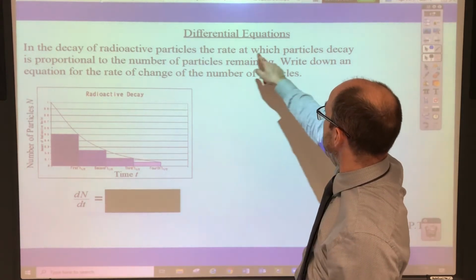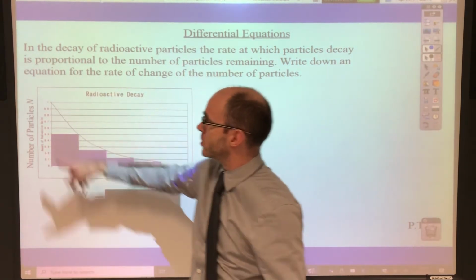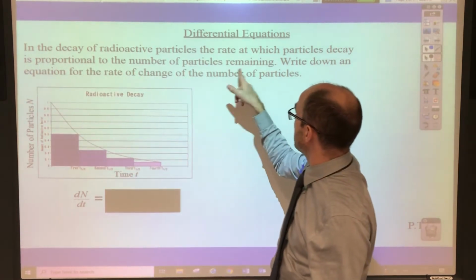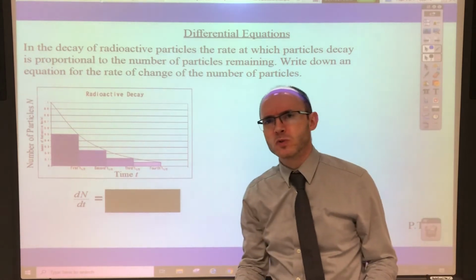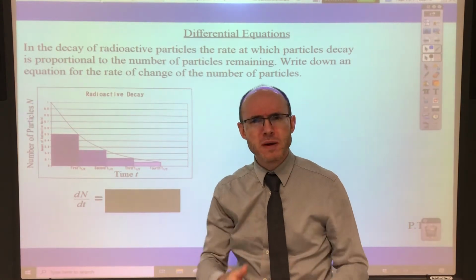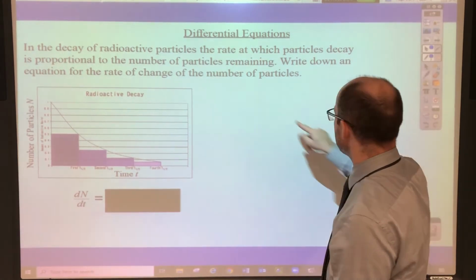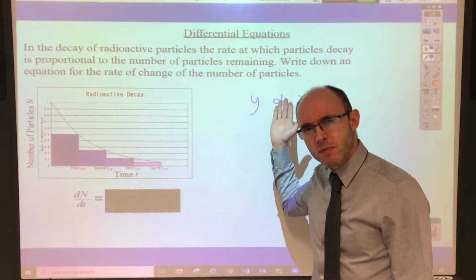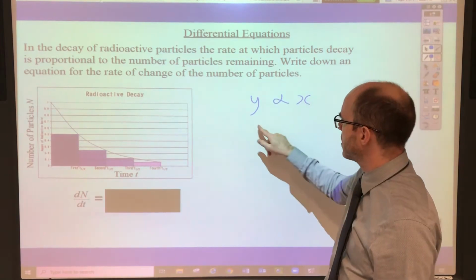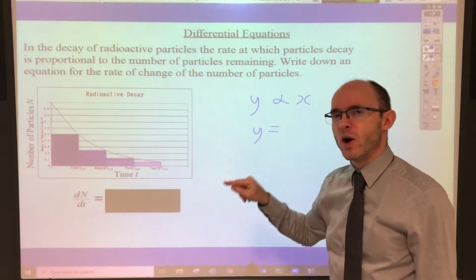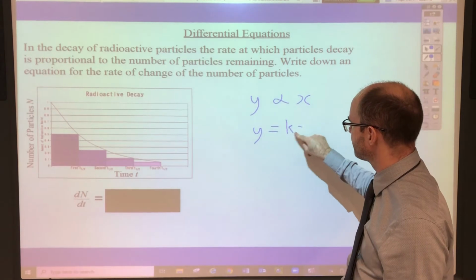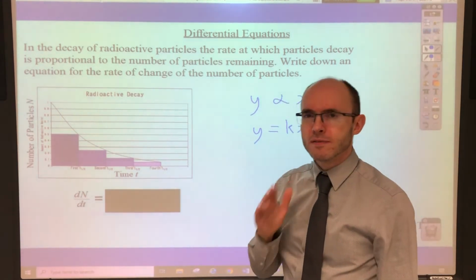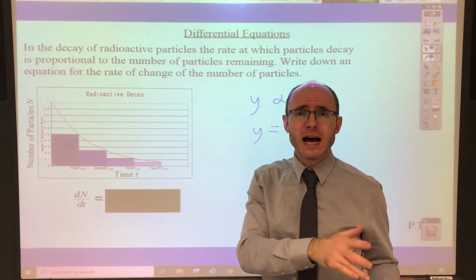It says it is, and the word "is" is essentially equals, proportional to the number of particles remaining. Let's think about what we mean by proportional. When we say y is proportional to x, we write down the proportionality symbol, then an equation connecting y and x: y equals kx. Remember, directly proportional means as one increases, so does the other at the same rate.